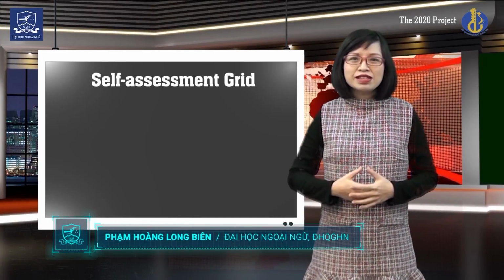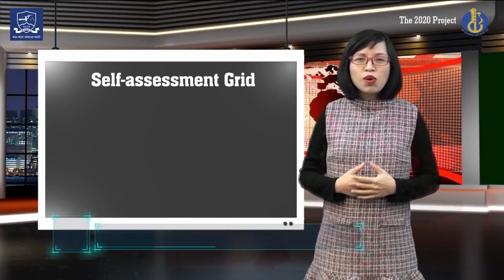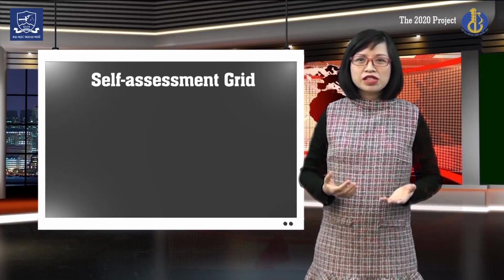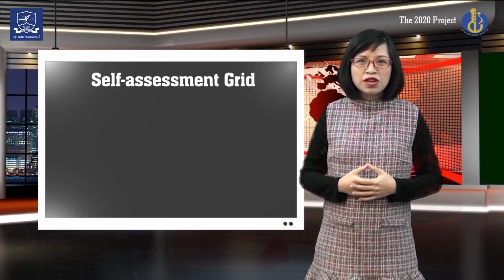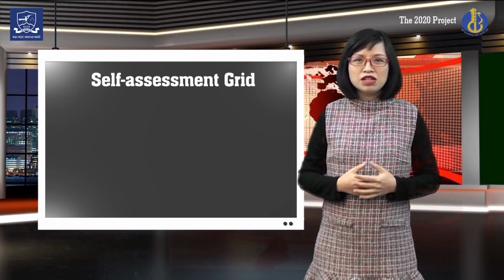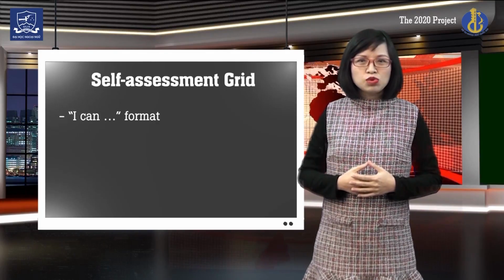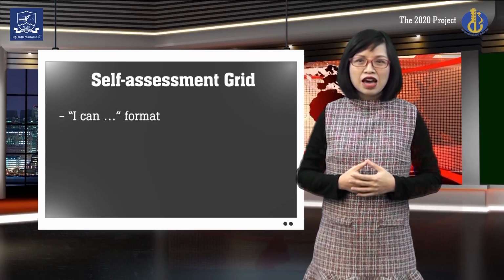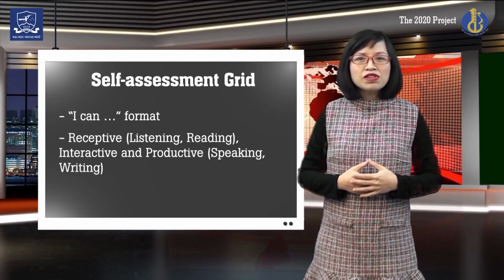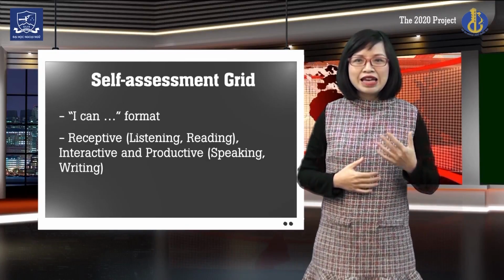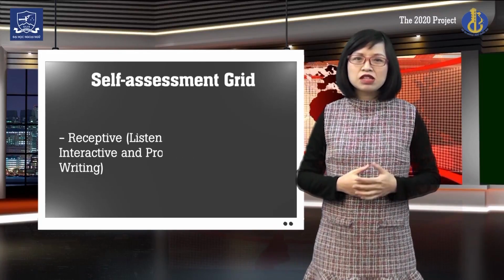Now that we have been discussing the global scale, let's move on to the self-assessment grid. It is quite clear that the descriptors of the global scales are very helpful for self-assessment, but they may be quite general. The self-assessment grid provides statements in the format of "I can" across the levels and skills to help you understand what your level is and where you will go next with your language learning and use. The self-assessment grid describes what learners can do in terms of receptive, productive, and interactive skills.